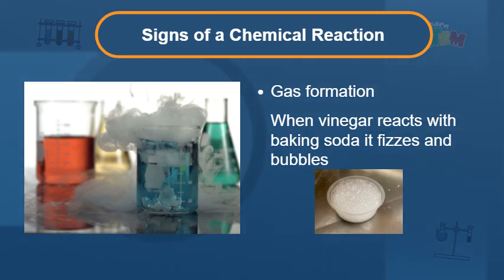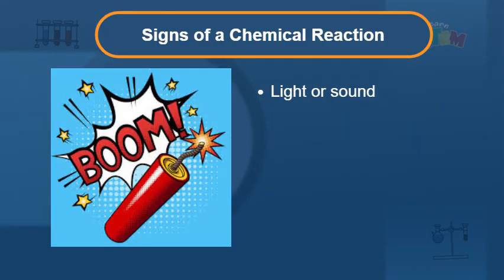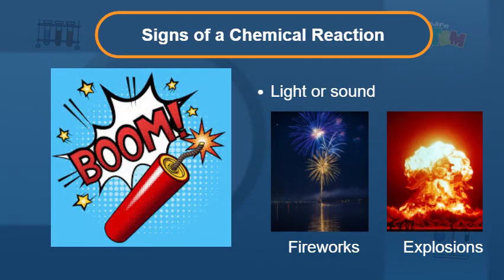This solid is called a precipitate. Light or sound. Some reactions release light or make sound, like fireworks or explosions. Each of these shows that a new substance has been formed, and that is what makes it a chemical reaction.